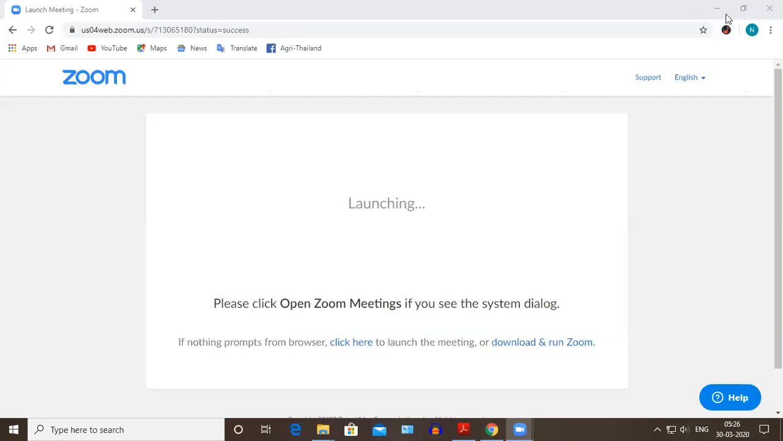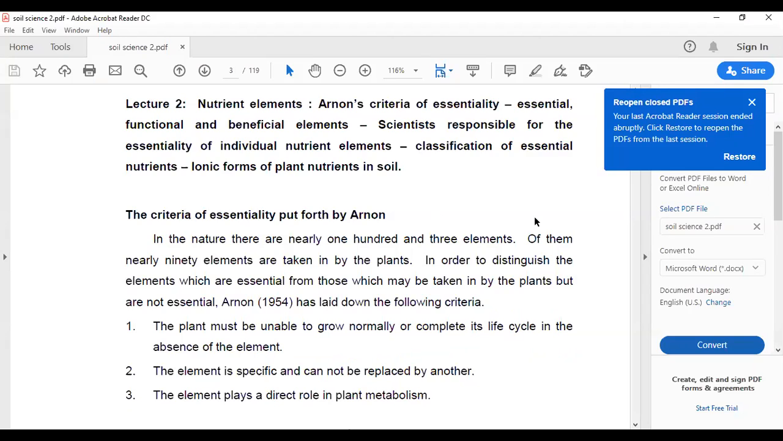Before starting the lecture, that is the lecture on availability, plant nutrients and classification of nutrients. Nutrient elements have a criteria of essentiality given by Arnon, a scientist, who laid down the criteria of essentiality.